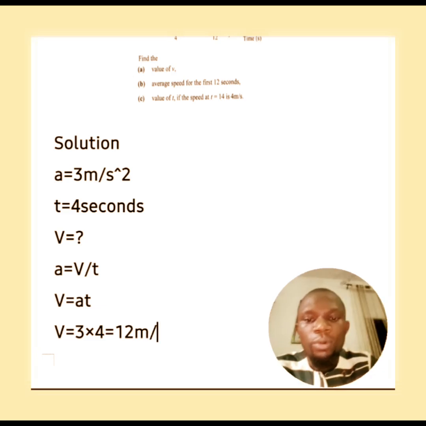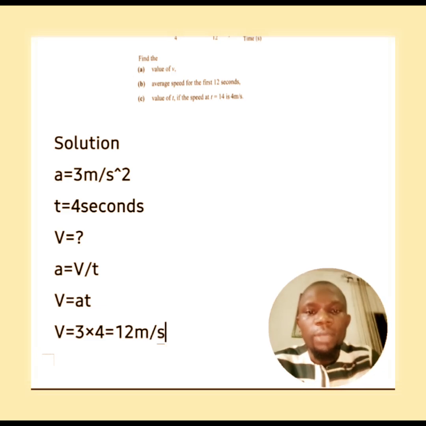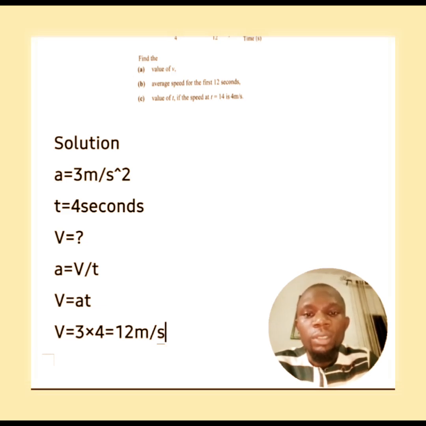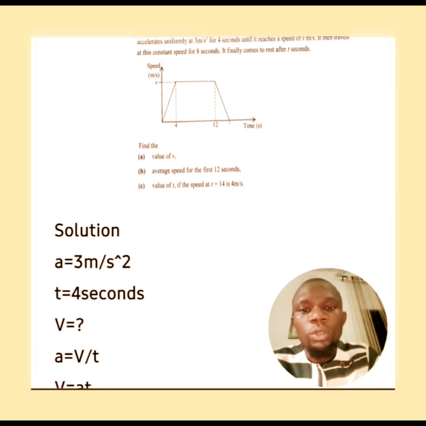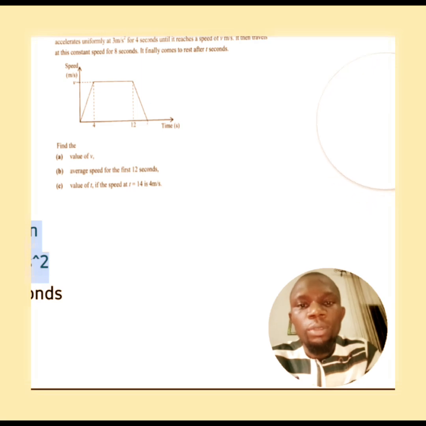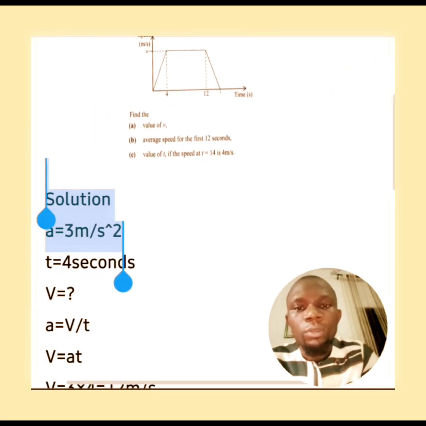So I've gotten the first part of the question, which says find the value of v. The value of v, from the diagram, is 12 meters per second.